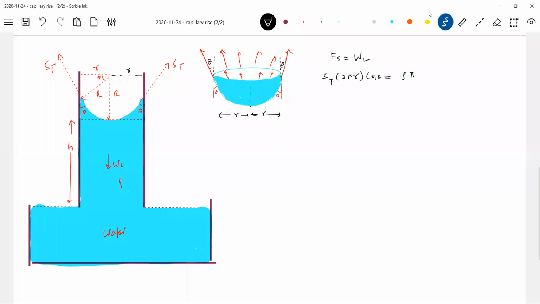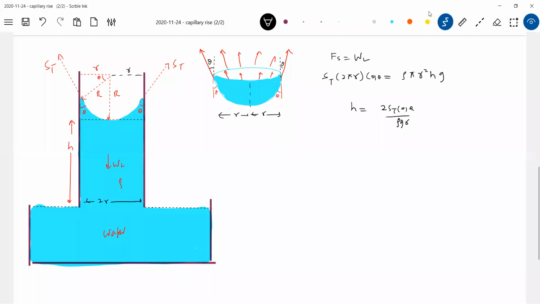What is the weight of the liquid? Rho pi r square, because what is the radius? Rho pi r square h into g. Pi r square h becomes the volume. So if I solve this, what is the equation I'm getting? 2 S T cos theta by rho g. I think it's the same equation that I brought.